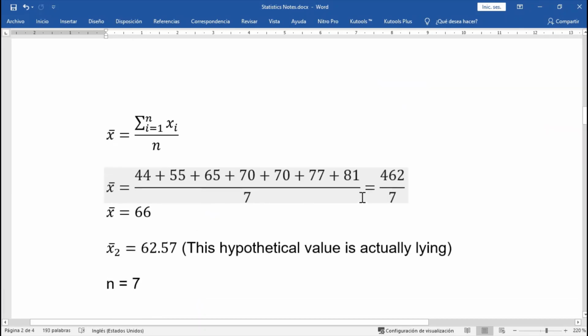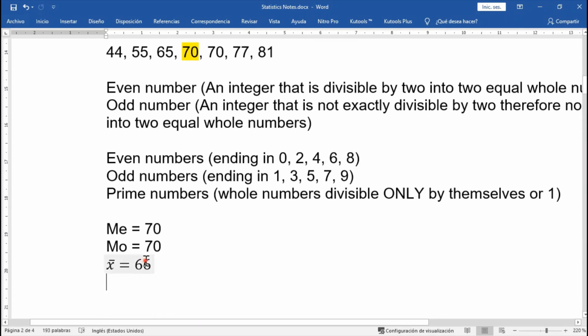So the reflection is the mean is not always the most reliable value. It is the most reliable value as long as the values are not so separated one from the other. That means they are not so dispersed, right? If they are not so far away from one another, the mean is the best one.